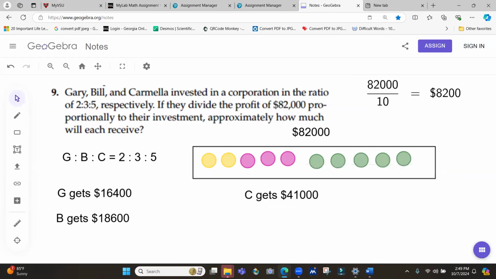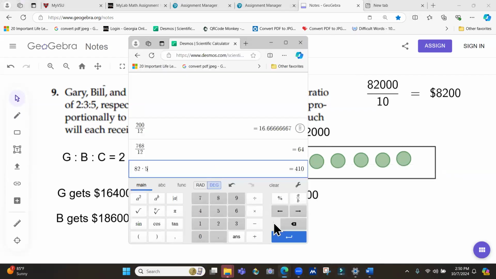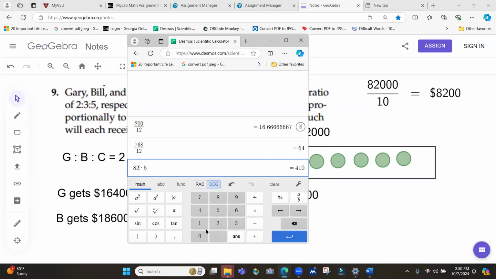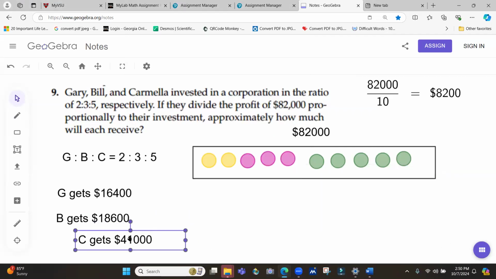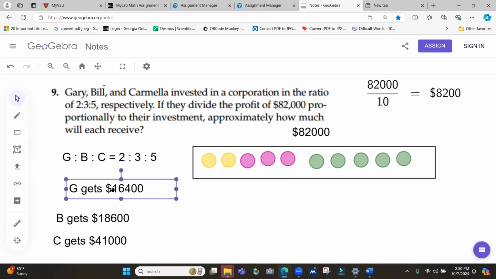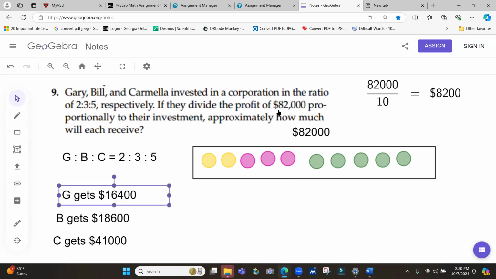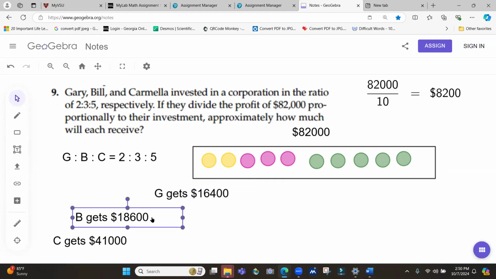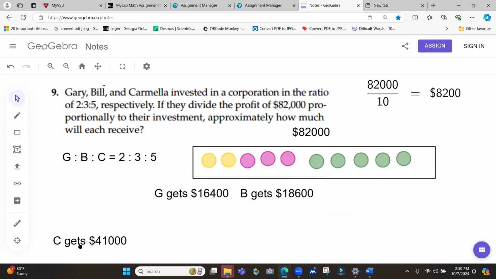Now let me double check. Yeah, 41,000. Now, if you add all these, 41,000, 24,600, 16,400, that's exactly 82,000. This is the amount that each gets. And I added the three numbers and it should turn out to be 82,000, and it does add up. So this is our answer to question 9.